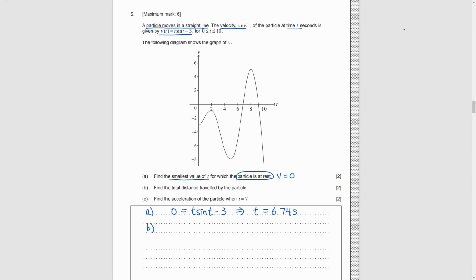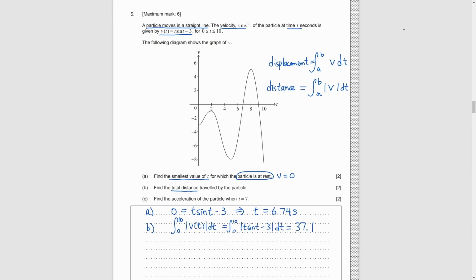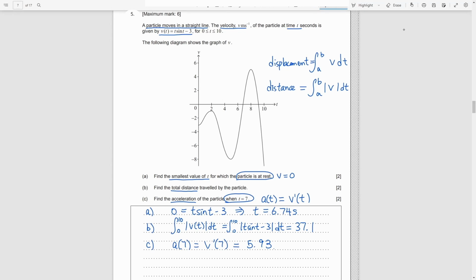Part B. We want to find the total distance. Displacement is the integral of velocity, and distance is the integral of absolute velocity. Calculator gives us 37. Part C. Find the acceleration when t equals 7. Acceleration is the derivative of velocity. We put 7 in and get 5.93.